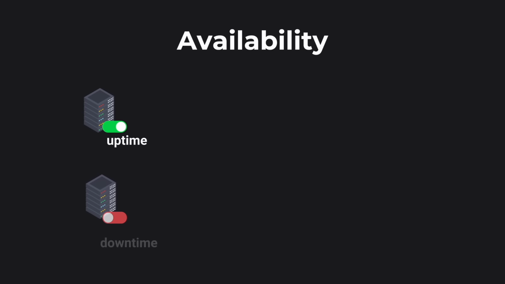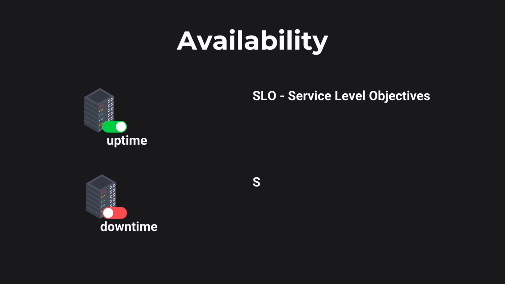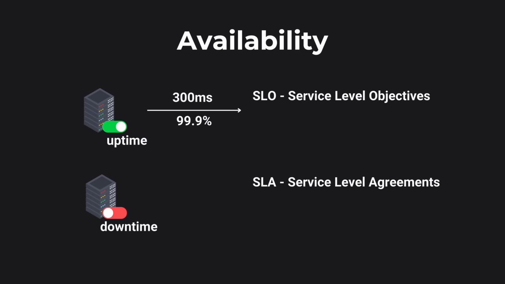We often measure it in terms of uptime and downtime, and here is where service level objectives and service level agreements come into play. SLOs are like setting goals for our system's performance and availability. For example, we might set an SLO stating that our web service should respond to requests within 300 milliseconds 99.9% of the time.